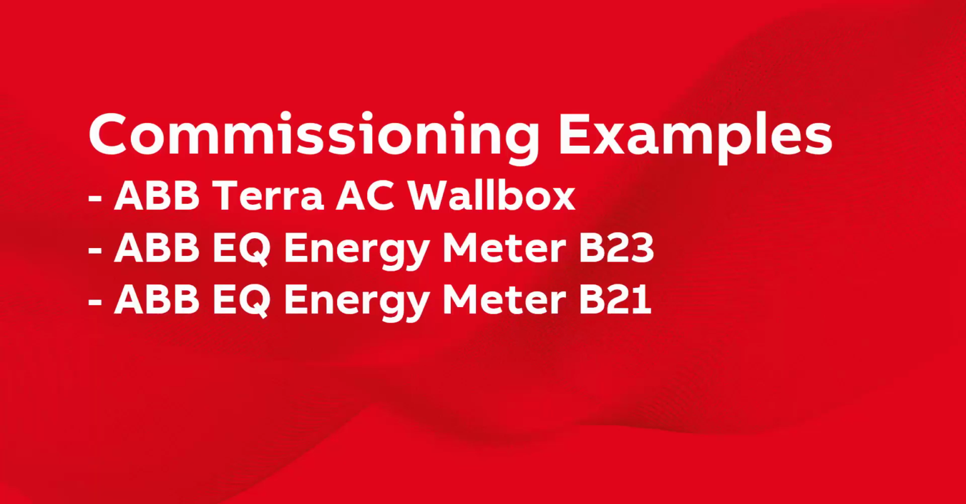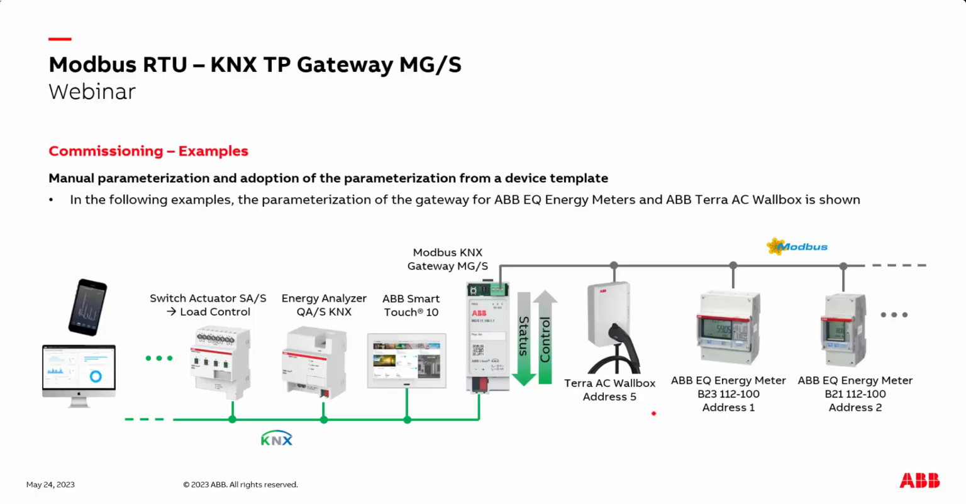Good, so far. And now I would like to give you some commissioning examples: an ABB Terra AC Wallbox when we use this template, B23 meters, also with a template, and a B21, for which we have no template at the moment. Then we have to do the mapping manually, like with a third-party device. So this is exactly what I have in my installation. Later I will also give you a practical demonstration.